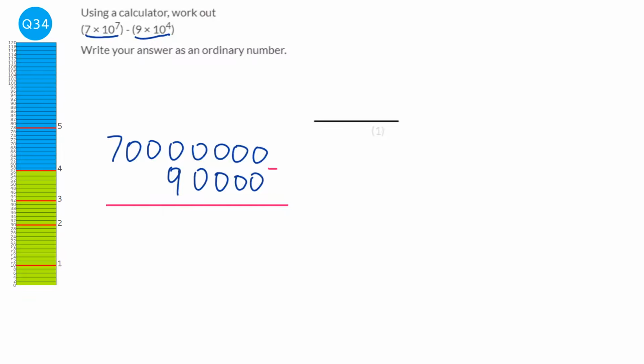And so we'll get 6, 9, 9, 1, 0, 0, 0, 0. And obviously if this is on the calculator paper, just type it into your calculator. There are no tricks here. You can't do anything with the 7 and the 9. You're not subtracting powers or anything. You're just literally typing in what it says.